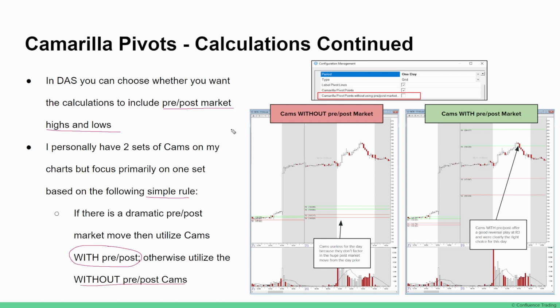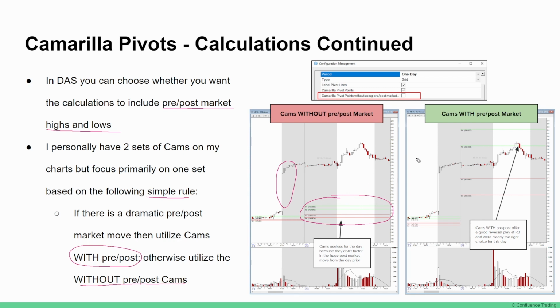Very simple. And I'll show you a perfect example of that here on Meta. You can see that Meta had a ginormous post-market move right here. The stock market closed here, and then you go into this gray section, which is the post and pre-market. I think they announced earnings this day. Doesn't really matter, but you had a huge move. The next day, if you use Camarilla pivot points that do not include this pre- and post-market data, then they're essentially useless for the day. They're way down here, and price never comes anywhere near them.